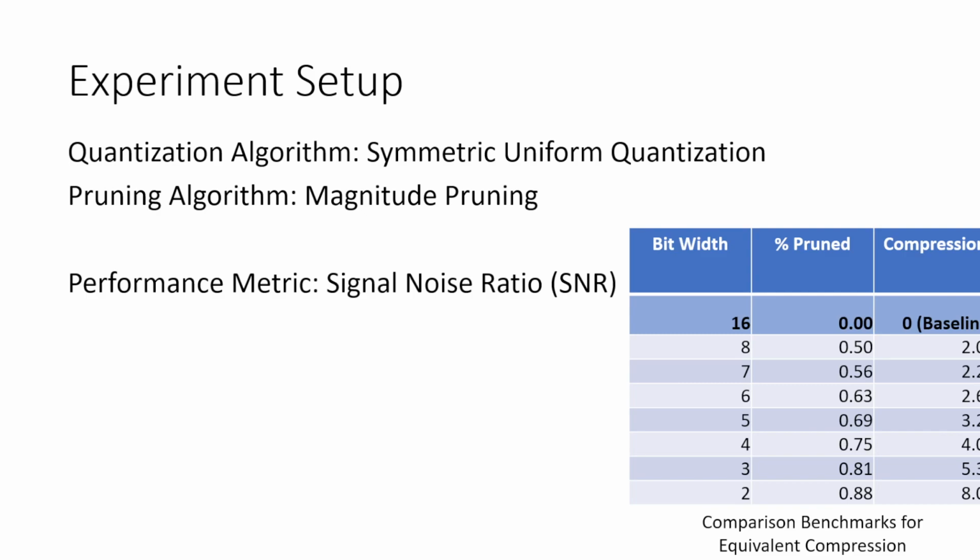So it makes sense that this is a fair comparison to make. And you can see that these were all the values that they tested from 2 to 8 in terms of bit width, and the respective amount that needed to get pruned for that compression ratio.